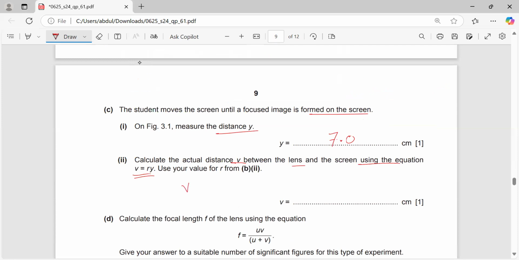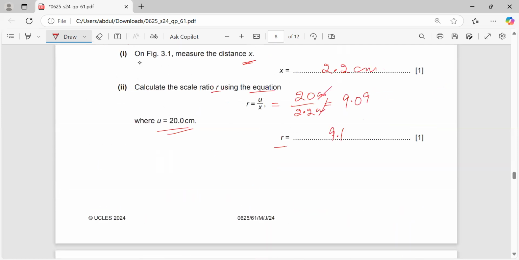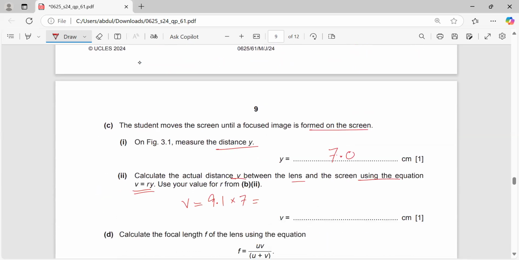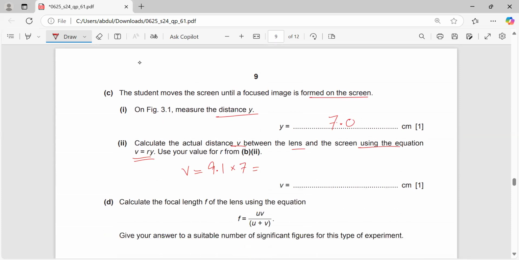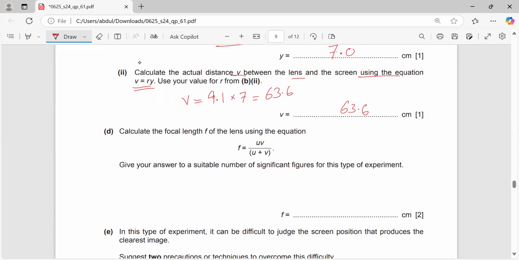Calculate the actual distance V between the lens and the screen by using the equation V = R y. What was R? We calculated R here, which was 9.09, so I rounded it off to 9.1. So, my dear friends, it is 9.09 times 7, which is 63.6 centimeters.